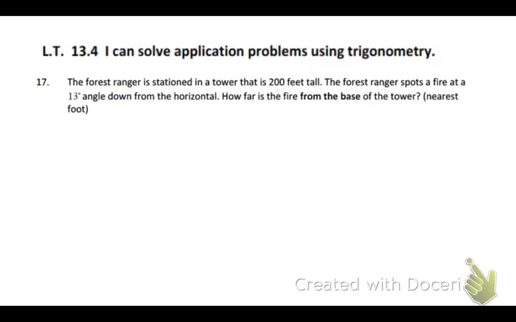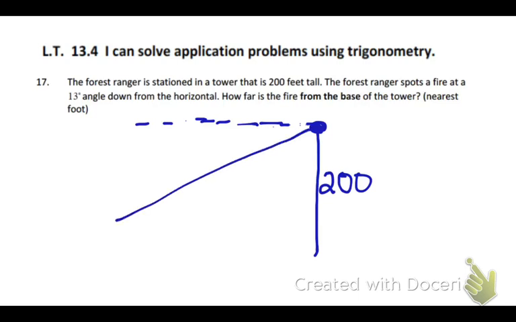All right, so we get to an application problem. We have this forest ranger. He's at a tower. So let's say the tower is 20 feet tall. So he's in the tower up here, and then he spots a fire at a 13-degree angle down. So the way you do it is you draw, he's looking down at the fire. So let's say this is a fire. Okay, so he sees a fire.